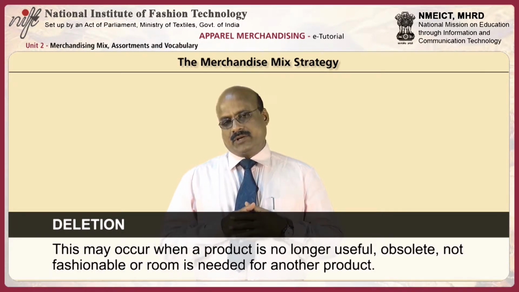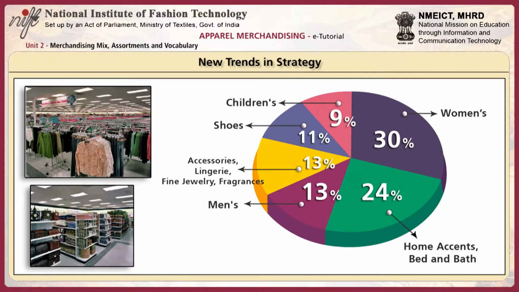Deletion may occur when a product is no longer useful, obsolete, or not fashionable, or room is needed for another product. The average store size has increased continuously over the last decades, giving retailers more space to enter new categories. Many product categories have stagnated, making a move into new fields attractive, and some retailers wish to exploit their high customer frequency by selling new product ranges.